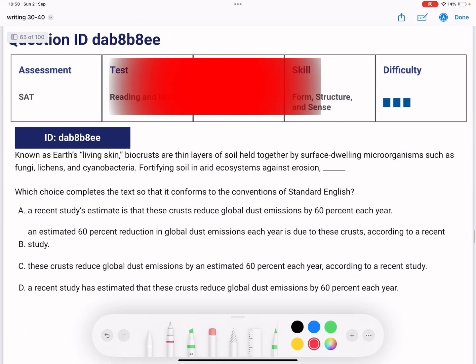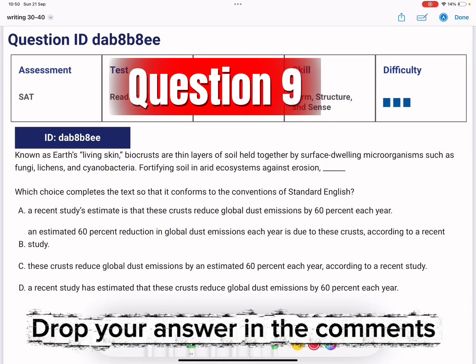And the last question is related to modifiers. What I mean by modifiers is this one. Fortifying soil in arid ecosystem against erosion. If you check the answer key, a recent studies estimate and estimated something. This crosses out recent study. What can fortify the soil in arid ecosystem?